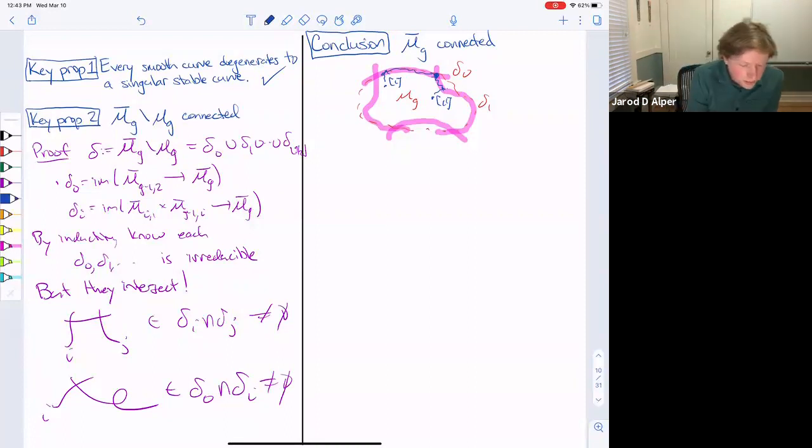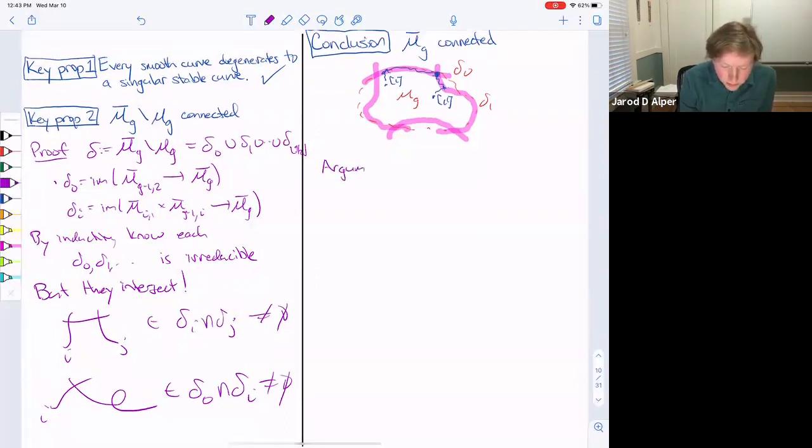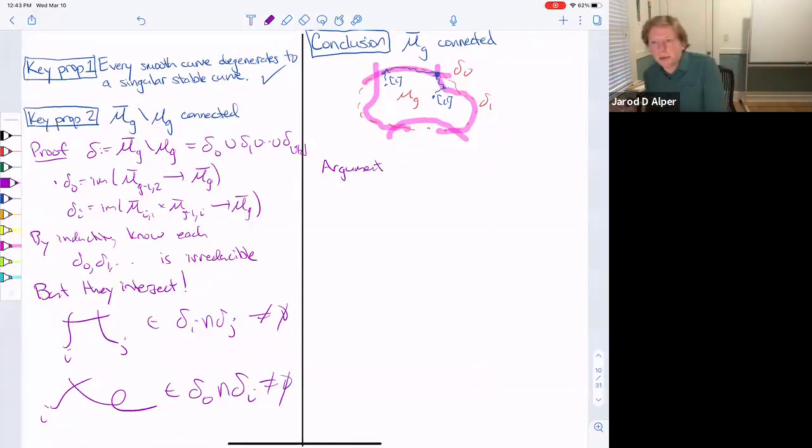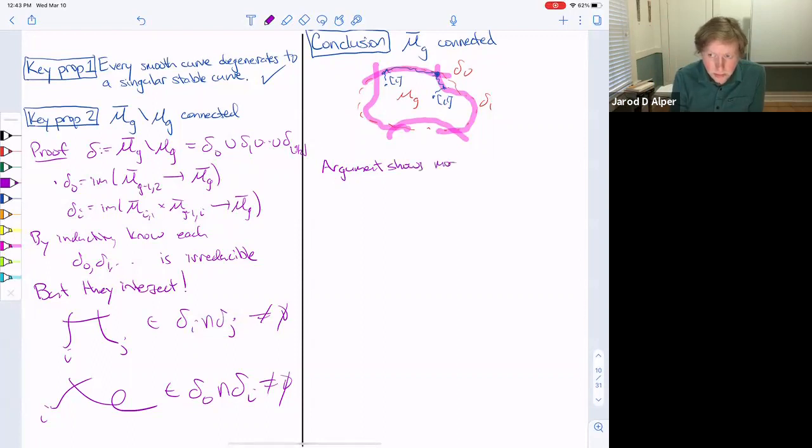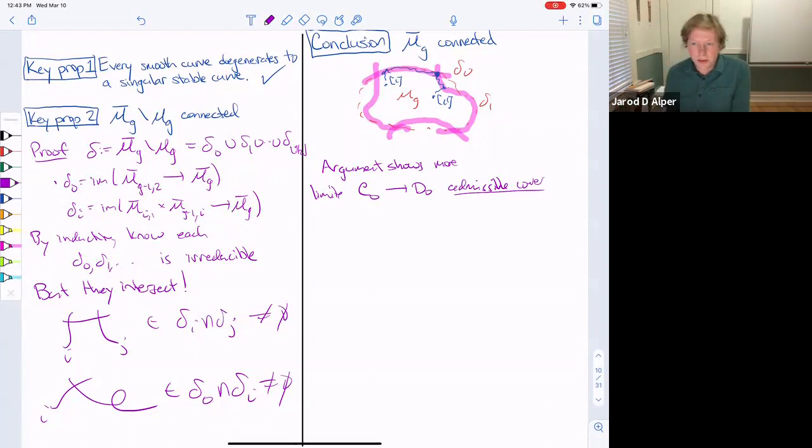But this argument actually shows more. Let me just tell you what Deligne, Harris and Mumford were interested in. The limit that we constructed, C0 mapping to D0, is what's called an admissible cover. If you do a careful analysis of what kind of limits you get, you get something. I guess you take as a definition of an admissible cover two things.